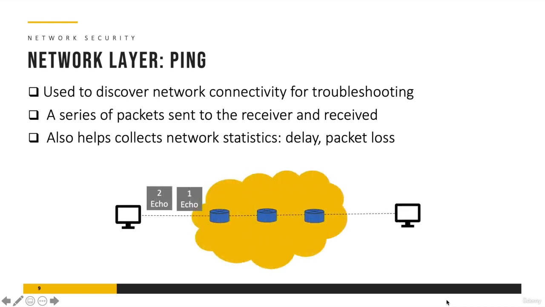So the way it works is that you send a series of echo requests to the destination, and once they are received, the destination replies back with echo replies. So if you send, say, 10 packets and you receive 9 packets back, it means that you have a 10% loss. And you can also observe the delay and other information.